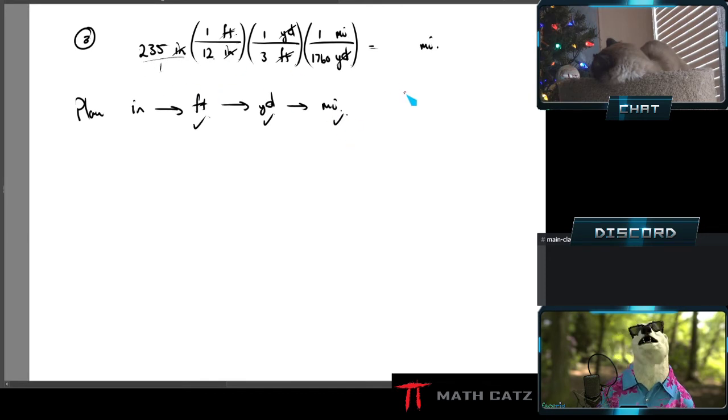Then I just calculate the number. And the numbers are multiply all the top, divide by all the bottom. Let's double check. 235 times 1 times 1 times 1, so that's nothing. Divided by 12, divided by 3, divided by 1760. Oh, that's going to be tiny, isn't it? Of course, I didn't have a long distance, a long length, so in miles it's going to be quite tiny.